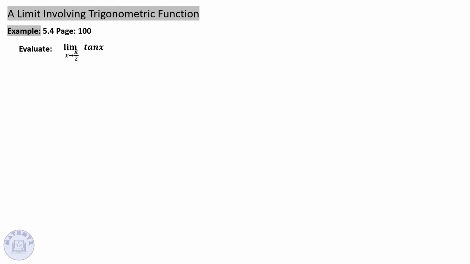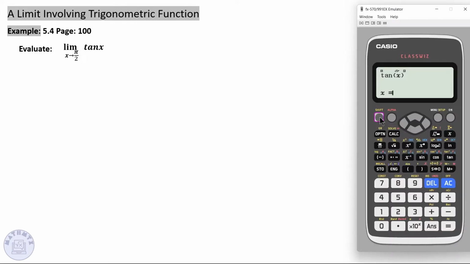All right, next we have the limit as x approaches pi over 2 for tan of x. Now pause the video and try to solve this using your calculator. Remember, set your calculator to radians. So using your calculator, substituting pi over 2, you can see it's not defined. So you will try to approach from the right and from the left.